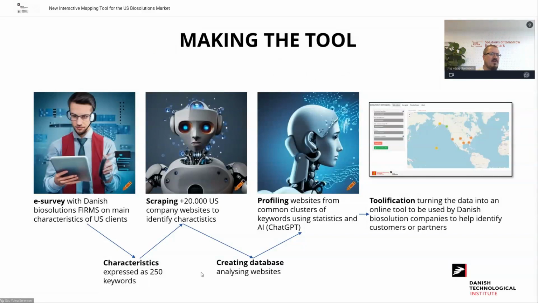Here's how we worked on making the tools. If you look to the left, it says e-surveys, and it was actually a Catchy-based survey with Danish biosolution firms on the main characteristics of the US clients, or what they hope to identify in the US. That gave us quite a lot of keywords to look for. We didn't reach everyone there, so we also added some desk research to expand the list of keywords and make sure that we had some variations of the keywords. So we ended up with a list of 250 keywords.